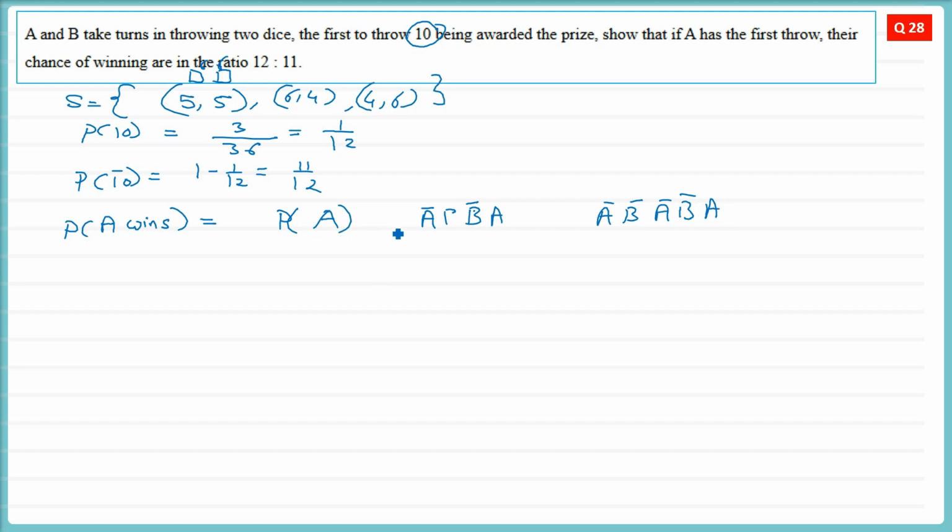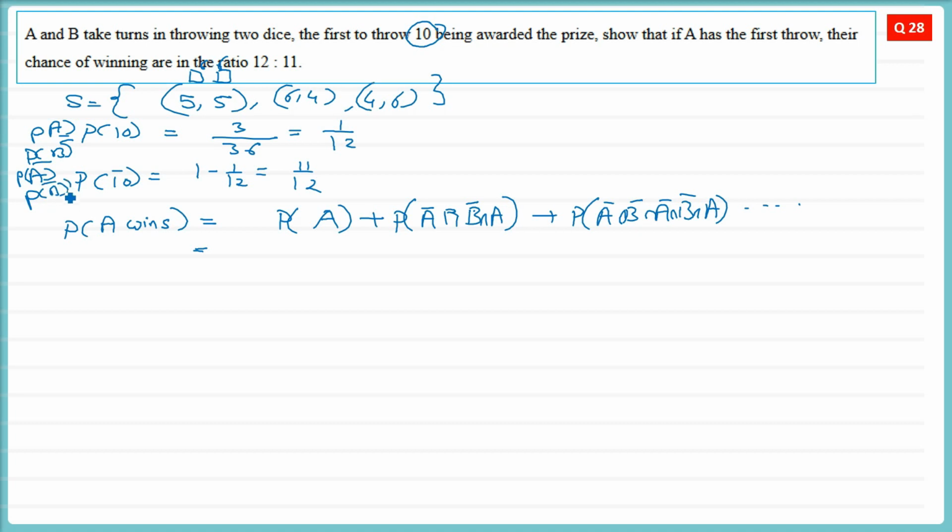This is nothing but probability of A plus probability of A bar intersection B bar intersection A plus probability of A bar intersection B bar intersection A bar intersection B bar intersection A. All these go in intersection because these are separate events, and these events are internally independent of each other. So let's call PA and PB together as 1 by 12, because both are going to get 10 in order to win.